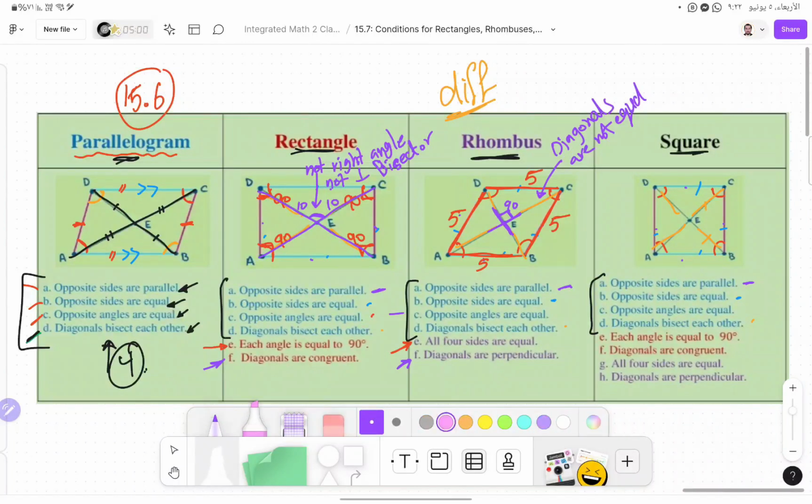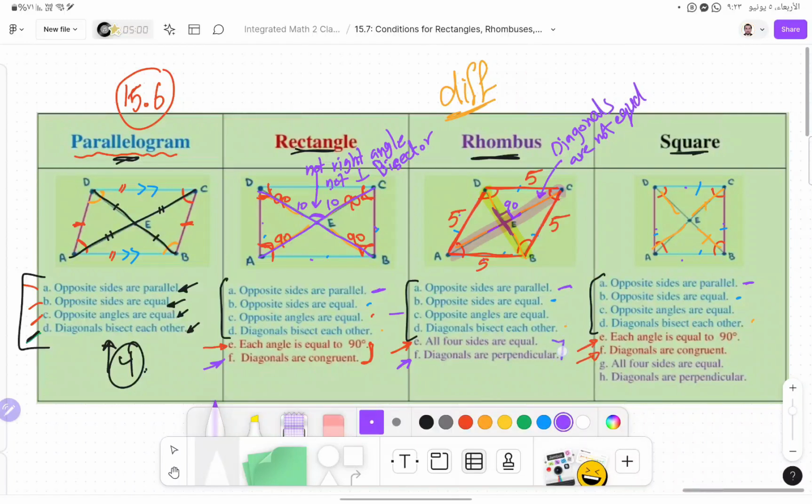Means when I ask you, is this side here equal to this side from here to here? No, they are not equal, but they are forming a 90 degree. Now the last one is the square. Check the square. Now the square has the same as the rectangle. It has a 90 degree, and also all the diagonals are congruent.